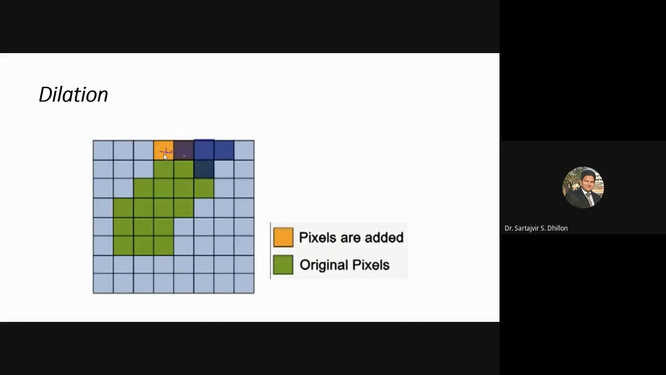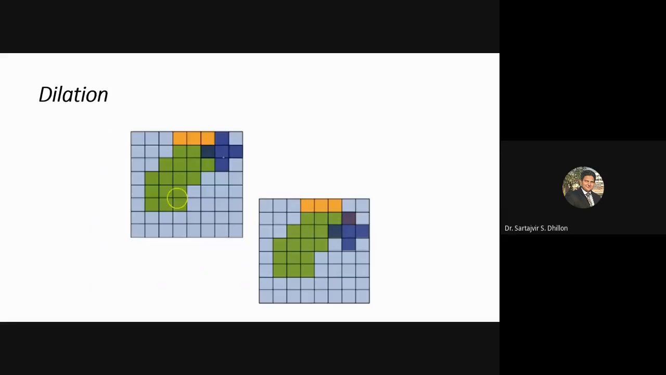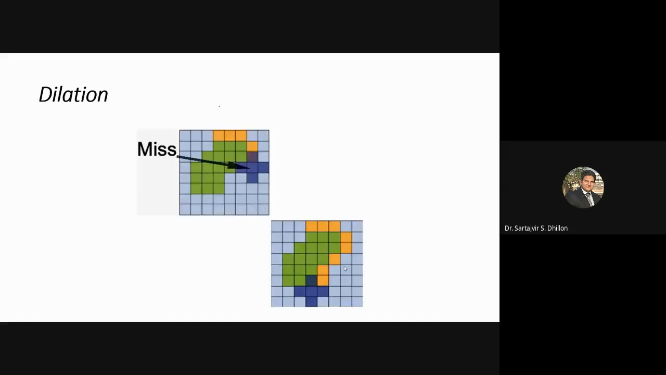Then they have added another one. Please note that the orange are representing the pixels which have been added, and these are the original pixels. And here you can just check how it is moving around the boundary of that particular foreground, and it is adding the pixels, or adding the boundary. And here you can just check it out, it is adding the boundary.